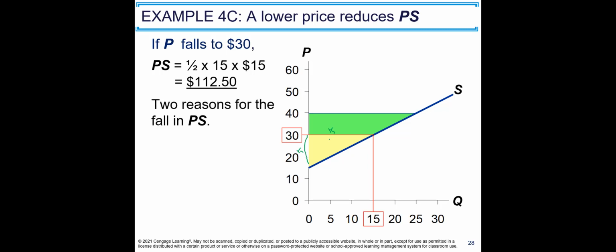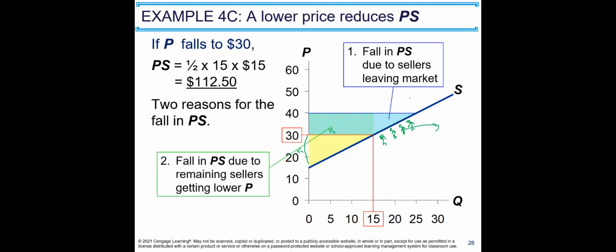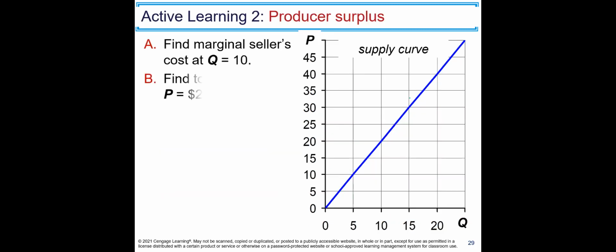And we see two reasons for the fall in producer surplus. The first one is the fall in producer surplus due to sellers leaving the market. Remember, there are sellers here, but now the cost is higher than the price, so they leave the market. And the second one is the fall in producer surplus due to remaining sellers getting a lower price.